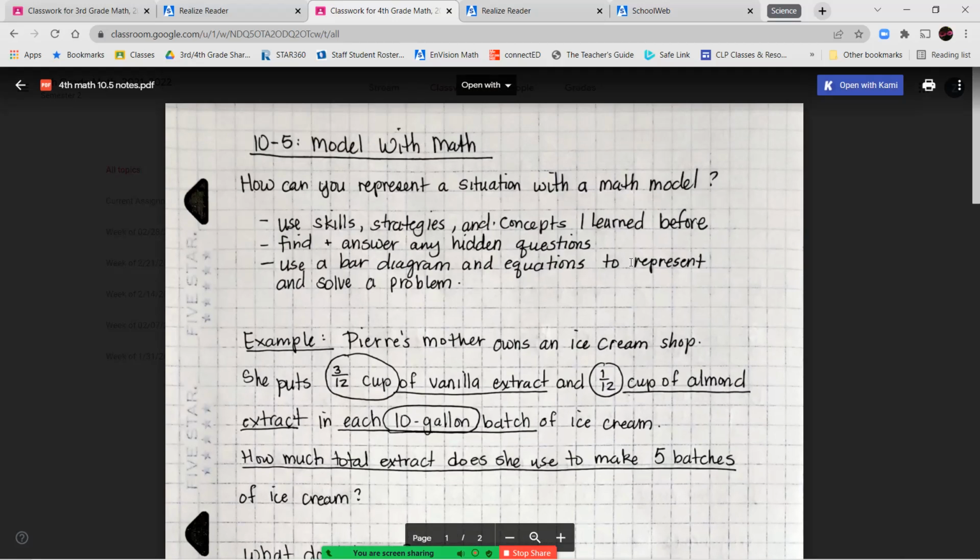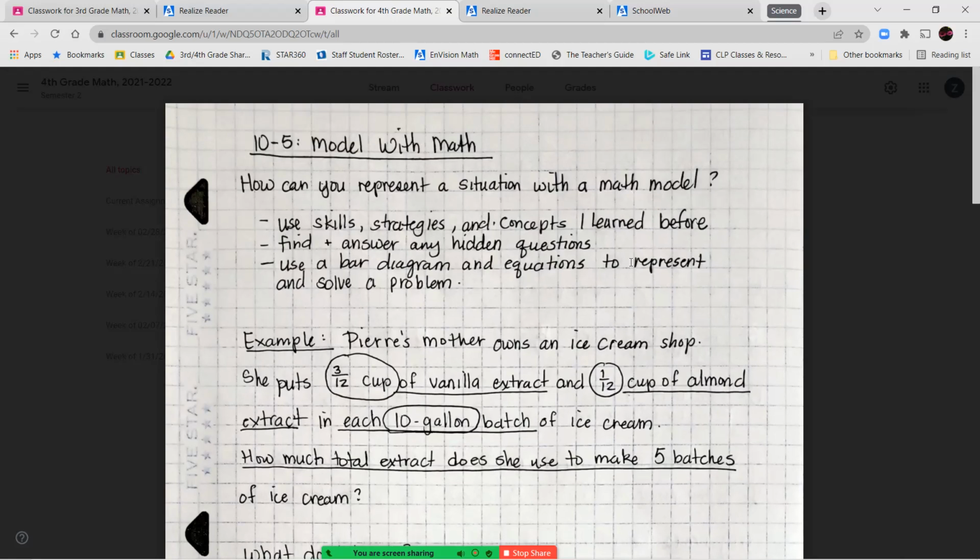So at the top, we have our title, 10-5 model with math. How can you represent a situation with a math model? Like we said, you can use skills and strategies and concepts that I've learned before. You can find and answer the hidden question, and you can use a bar diagram and equations to represent and solve your problem.